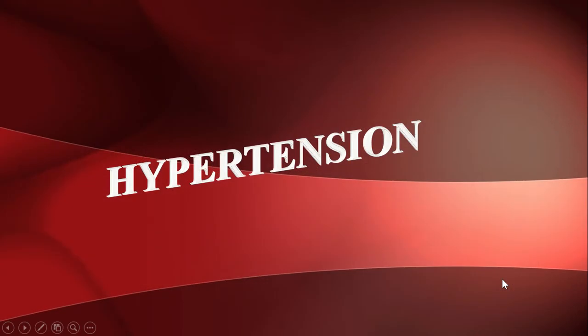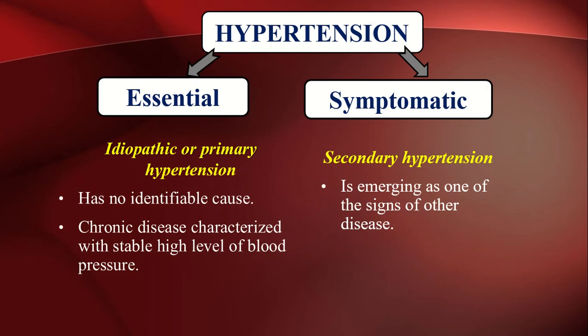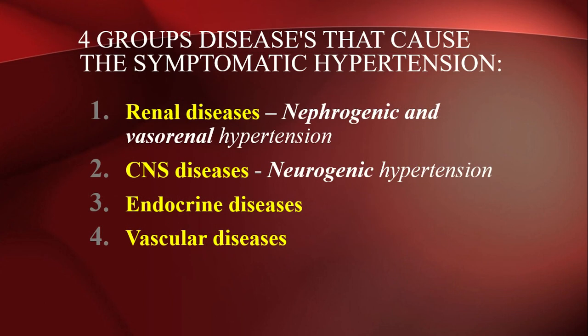Now let's discuss hypertension. There are two types of hypertension, the essential and symptomatic, or we call them the idiopathic or primary hypertension and secondary hypertension. The idiopathic hypertension has no identifiable cause. This chronic disease is characterized by a stable high level of blood pressure, but secondary hypertension emerges as one of the signs of other disease.